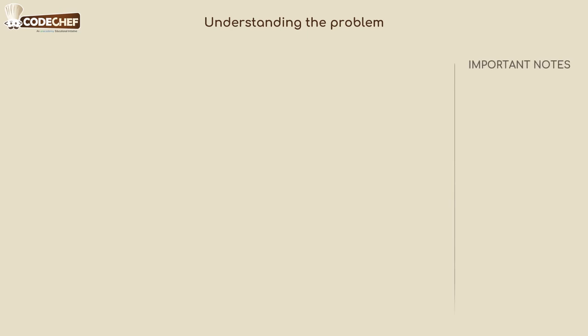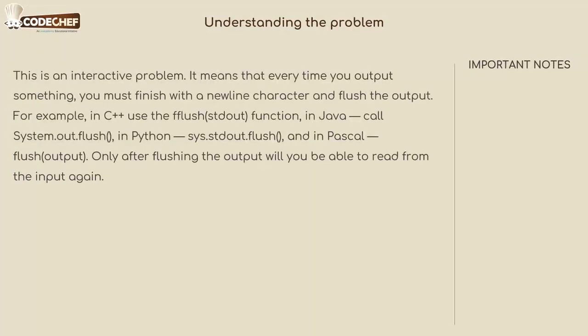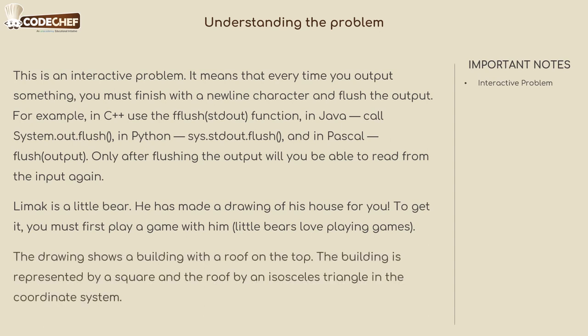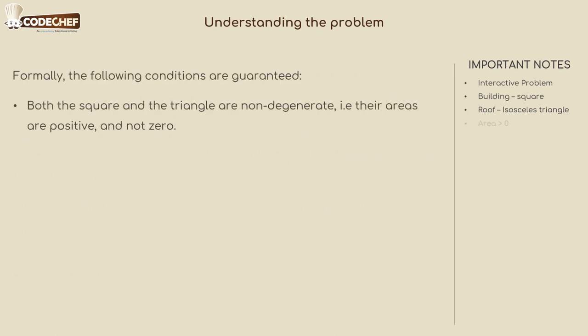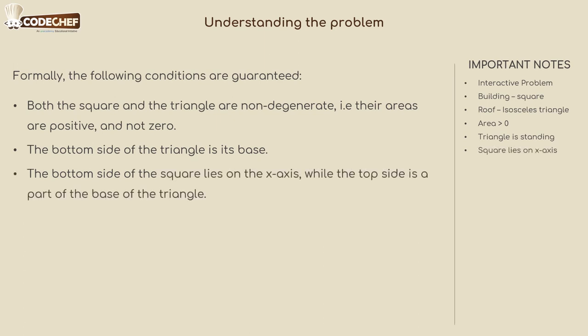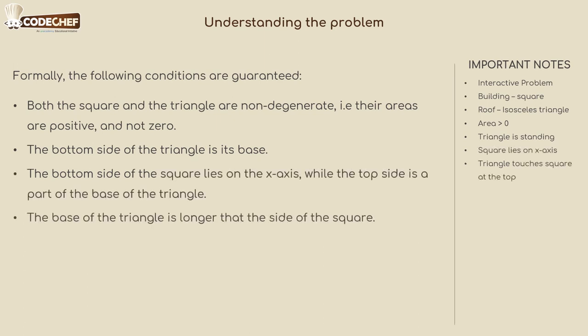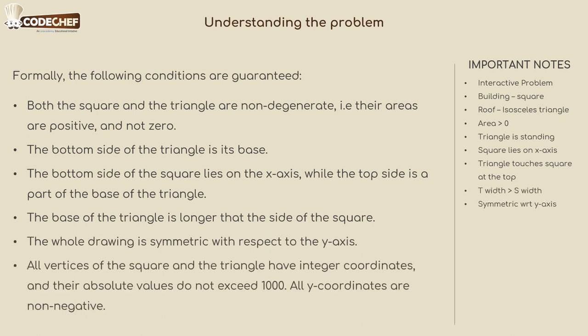So this is the information given here, that it is an interactive problem. The building is a square and the roof is represented by an isosceles triangle. Also the area is greater than 0. Triangle is standing. Square lies on x-axis. Triangle touches square at the top. Triangle width is greater than square width. Symmetric with respect to y-axis. Coordinates are integers and x lies between -1000 and 1000. Also y lies between 0 and 1000 because y coordinates are non-negative.